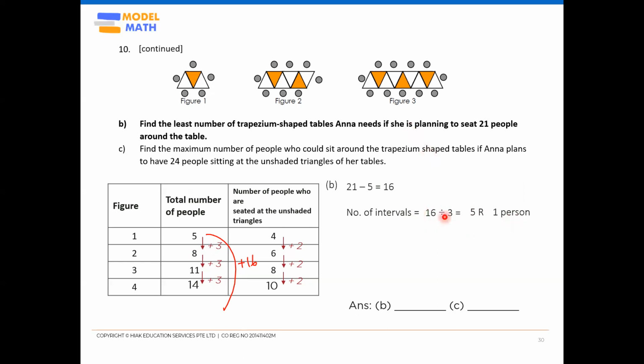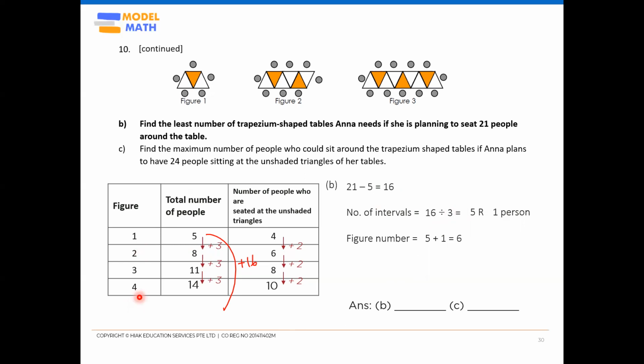Now from here, we are going to figure out what is the figure number that I can arrive at after I move 5 intervals downwards. If you notice the pattern, from figure 1, when I move 1 interval down, I reach figure 2. When I move 2 intervals down, I reach figure 3. When I move 3 intervals down, I reach figure 4. So if I move down 5 intervals, the figure number that I will arrive at is 5 plus 1. So the pattern is the intervals plus 1 to give you the figure number that you should arrive at.